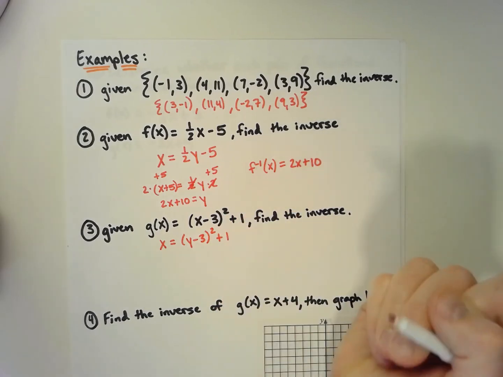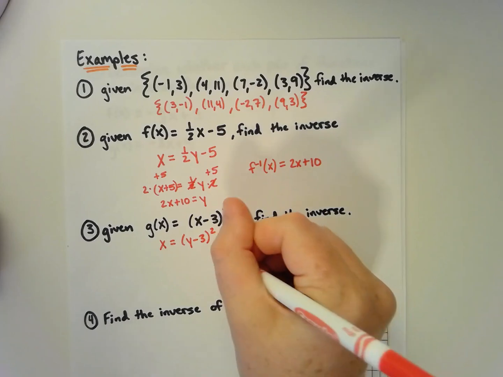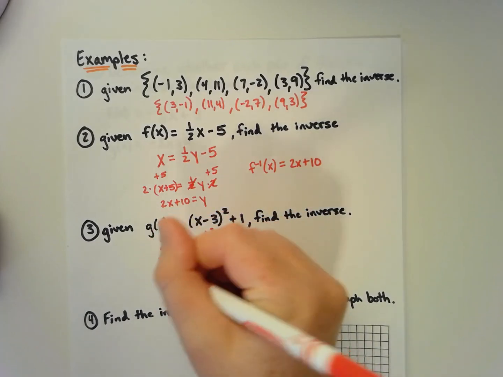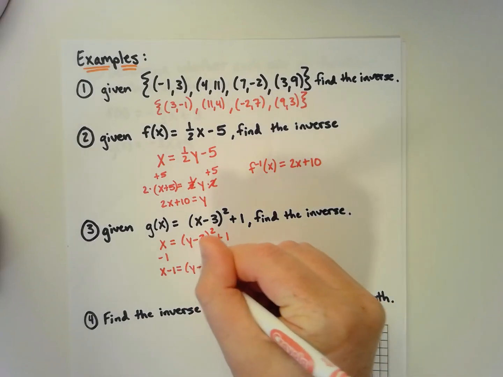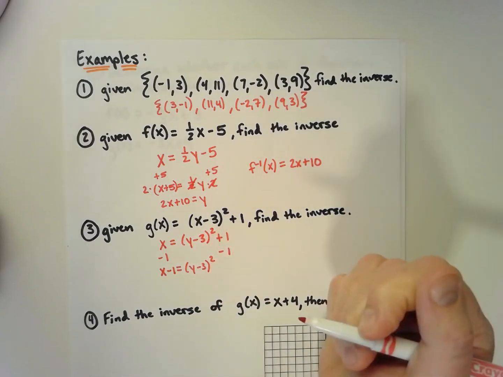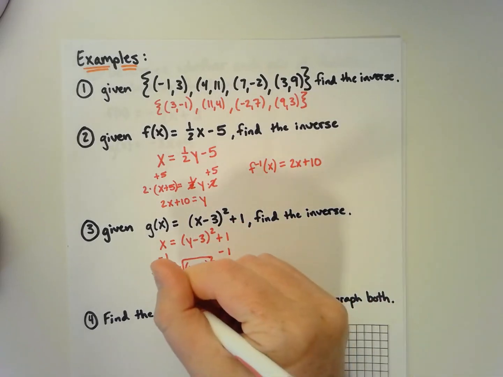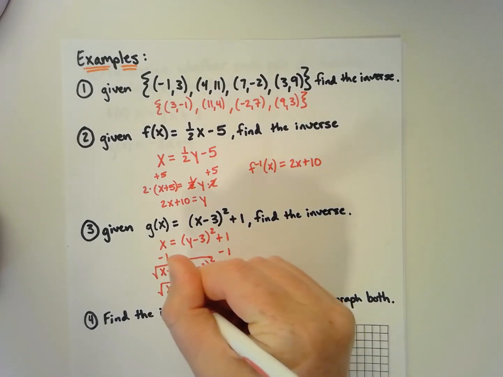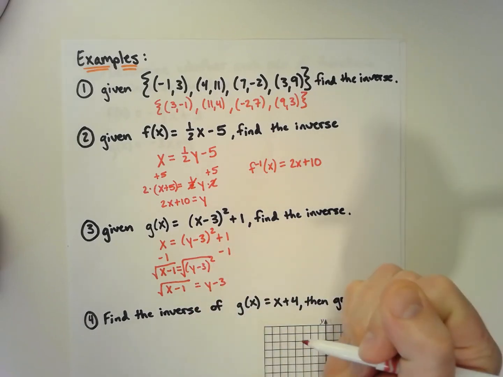And then we're going to solve for y. So I literally trade the x and the y. They switch places. So now let's subtract 1. So we get x minus 1 equals y minus 3 squared. Then I need to get rid of the square, so I'm going to square root both sides. So then I get the square root of x minus 1 equals y minus 3.